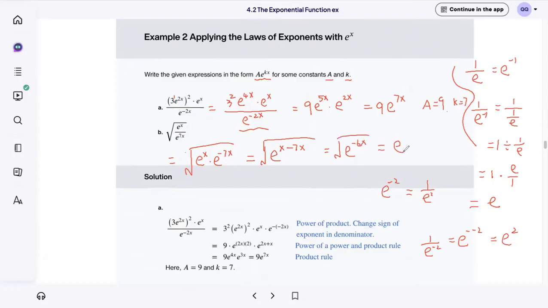Now I can write it as e raised by negative 6x raised by half. So I multiply those two layers of exponents, negative 6x multiplied by half. Well, negative 6 times half, which is negative 6 divided by 2, gives e raised by negative 3x. So in this case, a equals 1, right? Because there's no number in front of e, which is 1. And k is negative 3.